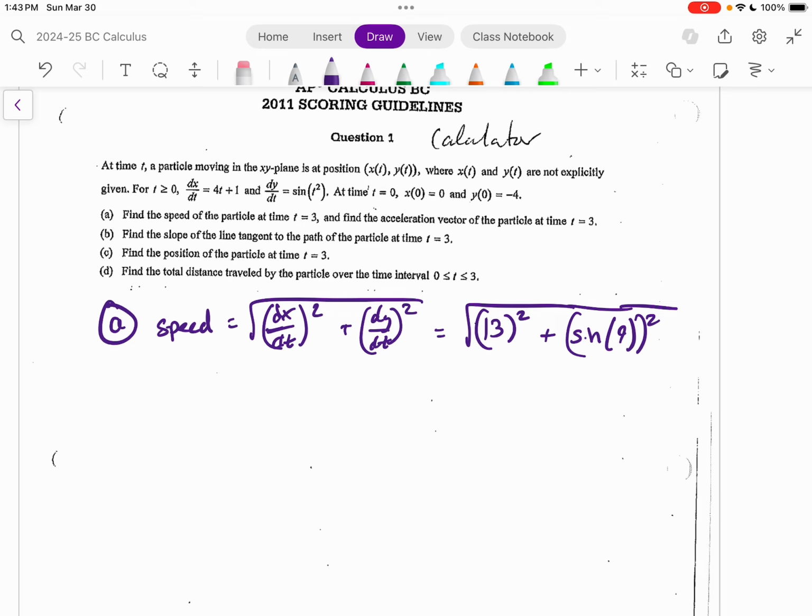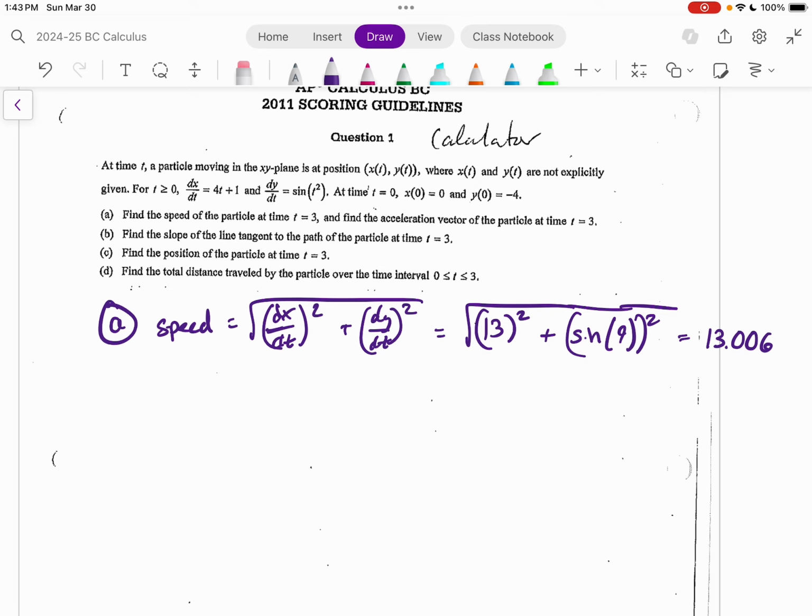And this thing is a little more than 13, I think, right? Because sine of 9 is going to be 13.006 is what I see here. Okay, and then for B, find the acceleration.